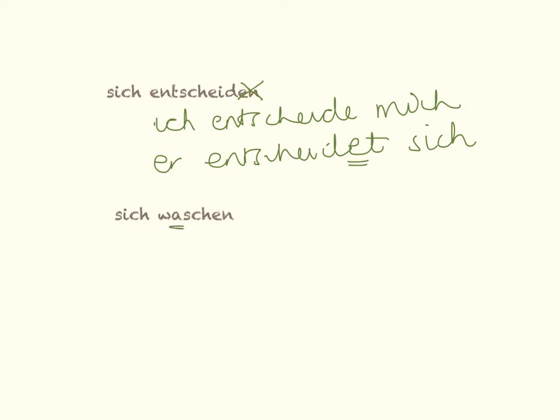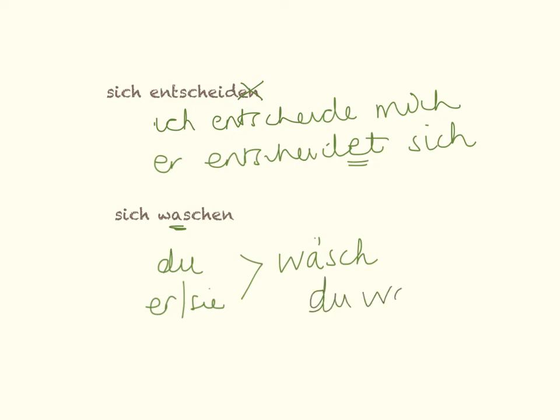Waschen, of course, is a stem change verb. So we have to use that in the same way we would other stem change verbs. So for the du and the er, sie, es forms of the verb, the stem is going to be wäsch. Okay, and then to conjugate the verb properly, it's going to be du wäschst dich. Umlaut on properly. Du wäschst dich. And er, sie or es wäscht sich.